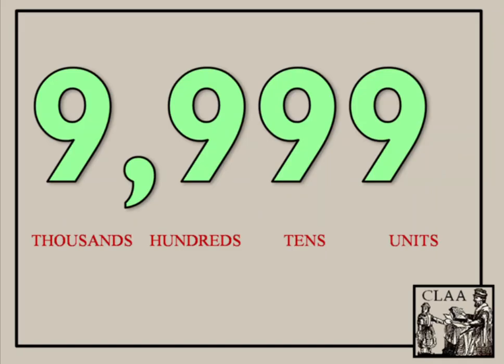Once again, writing big numbers is not hard. We simply have to write how many thousands, how many hundreds, how many tens, and how many units. In the number 9,999, there are 9 thousands, and so we write a 9 in the thousands place. After the thousands, we write a comma. In the hundreds place, we write 9 for 900. In the tens place, we write 9 for 90. And in the units place, we write 9 for 9 units. 9,999.